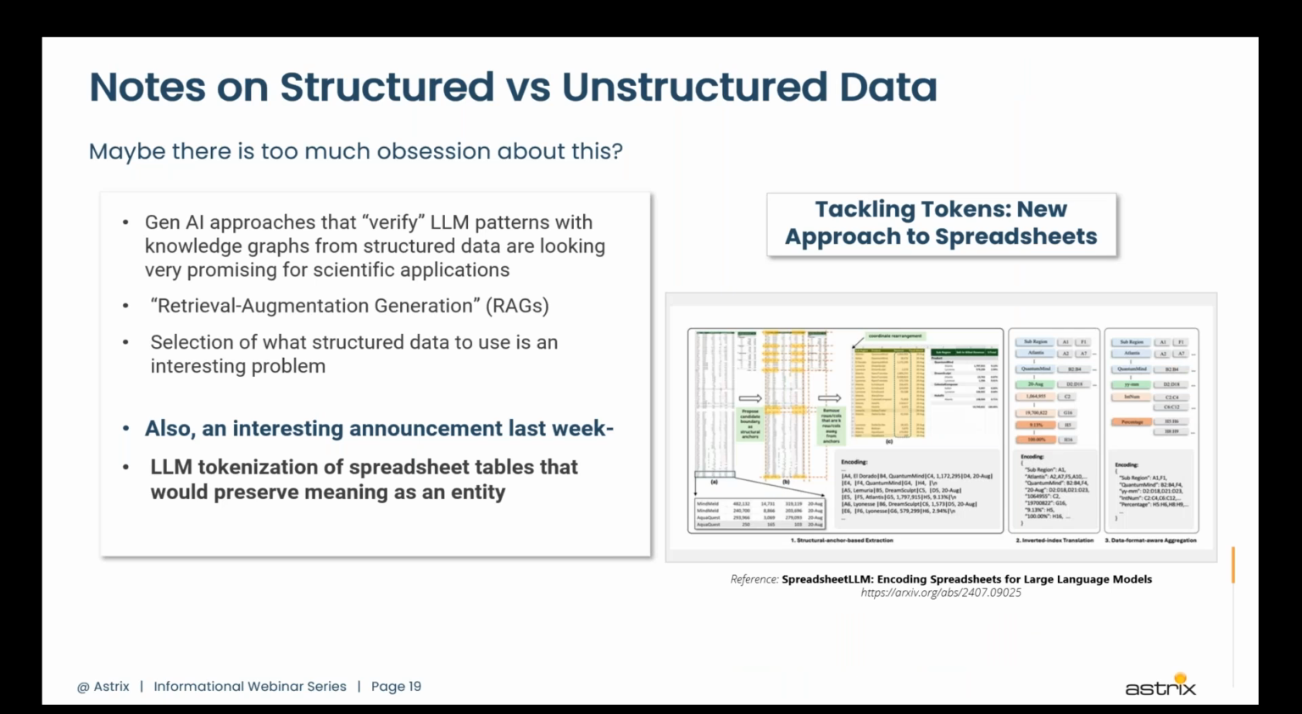Okay, some more notes on things within the data space that get a lot of discussion amongst us, particularly when trying to use data for AI purposes. We talk a lot about structured versus unstructured data, and to some extent, I think maybe there's a little too much obsession going on about this. Among the more interesting recent developments in the LLM space is the introduction of RAGs, retrieval augmented generation, which is basically giving an LLM the ability to look at structured data as a source of facts.